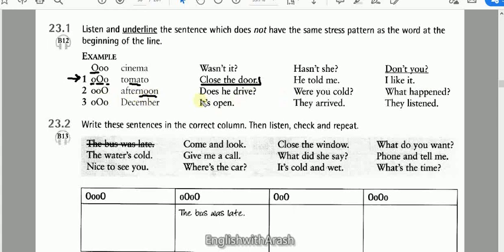Afternoon. Does he drive? Were you cold? What happened? So, does he drive? Were you cold? It's a yes, no question. Intonation goes up. Does he drive? Were you cold? What happened? What happened? So, which one is not a match? You might want to think a little bit.